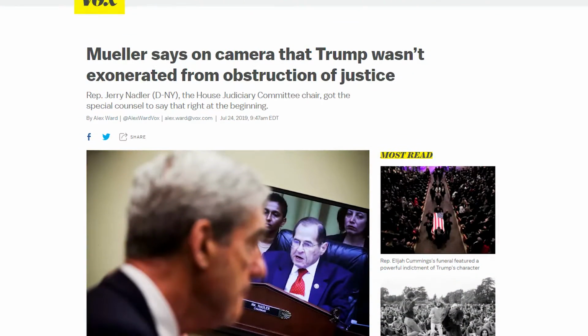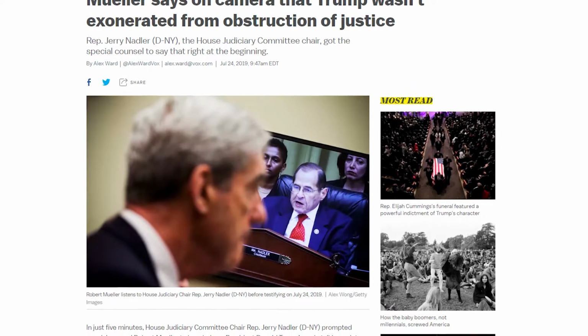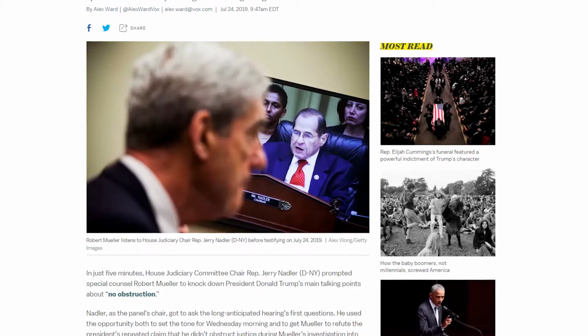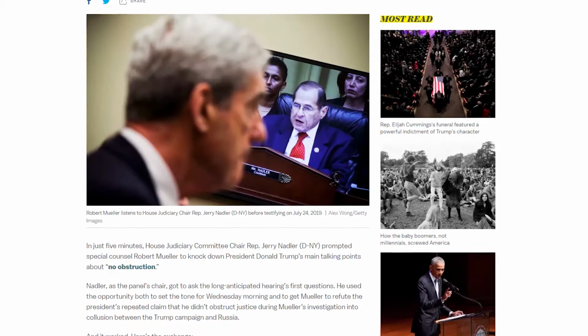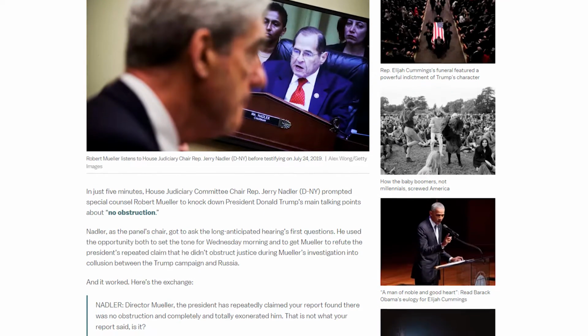From Vox, Mueller says on camera that Trump wasn't exonerated from obstruction of justice. The focus here? Trump is not exonerated, therefore he is not innocent. Now let's look at the language, which is weighted against the Republicans. Knocked down President Donald Trump's main talking points.